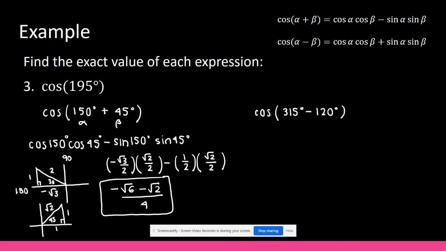Okay, so I'm going to really quick justify that had I subtracted instead of added, we should still get the exact same answer. So if I made 315 my alpha and 120 my beta, notice that this time we have cosine of 315 times cosine of 120. Subtraction means we're adding our terms together. We'll have sine of 315 times the sine of 120.